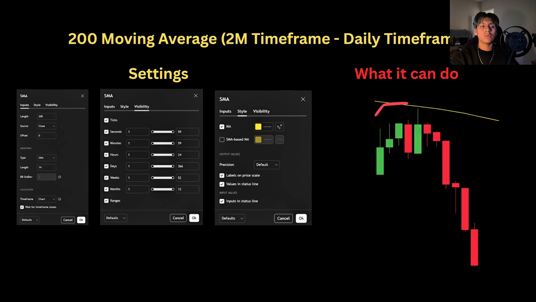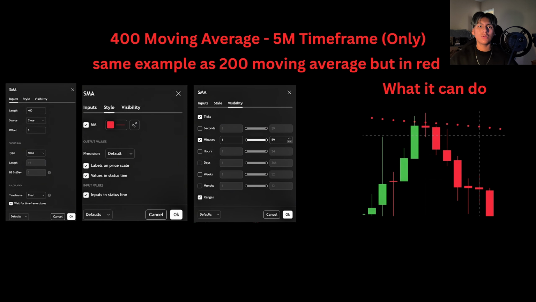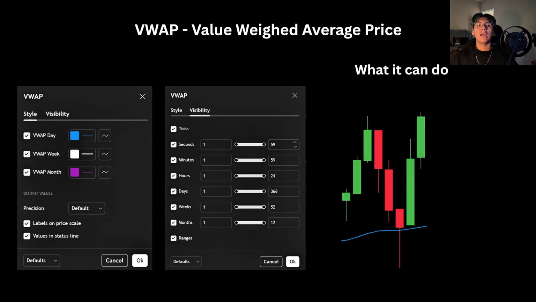Let's move forward. The 400 moving average is basically like the 200 moving average, but it's only used on a 5-minute time frame. This is where price will most likely reject as well, and these are my settings. Then VWAP, volume weighted average price. This is where price will most likely get rejected as well. Like the 200 simple moving average, you can also take rejection plays with this indicator. These are my settings. Let's move on.